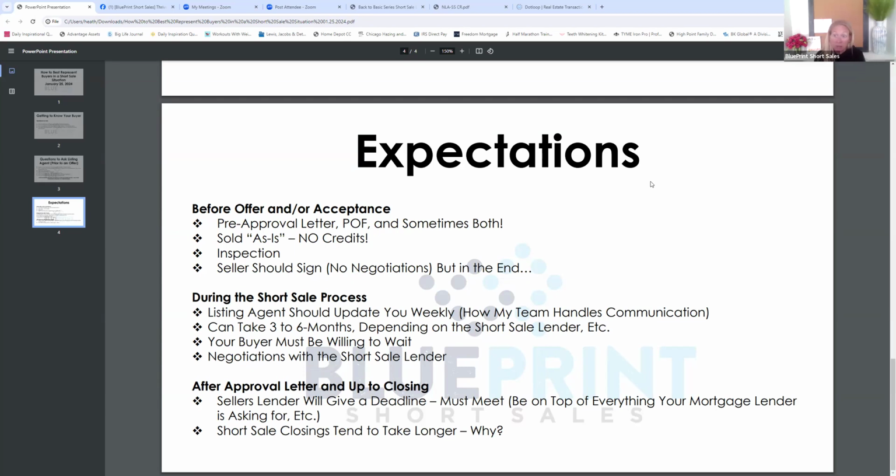The other thing, just to give you a heads up, is that these banks sometimes want not only the pre-approval. If the pre-approval says they're putting down 20%, then the short sale bank will come back and ask for proof of that 20%. That's why I say sometimes both right here.